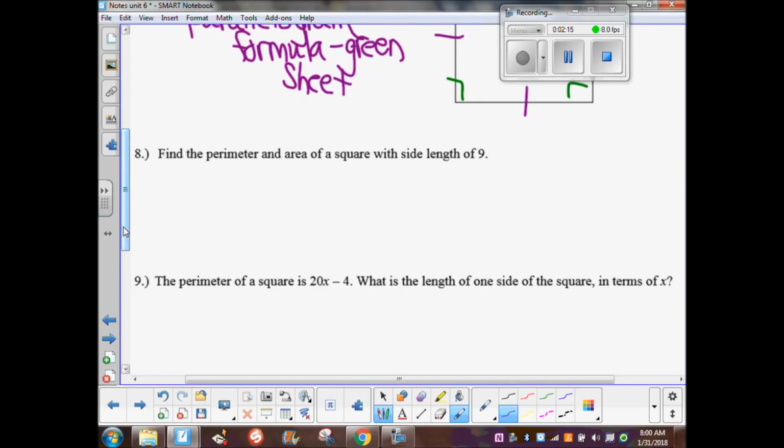Now it says find the perimeter and the area. So we have to answer 2 questions here, with a square whose side length is 9. I mentioned this the other day: when they talk about a shape, you've got to draw it. So go ahead and draw your square and then label it. Side length is 9. How many sides do we have? 4. And it's a square, so all of them should have a 9 on them.